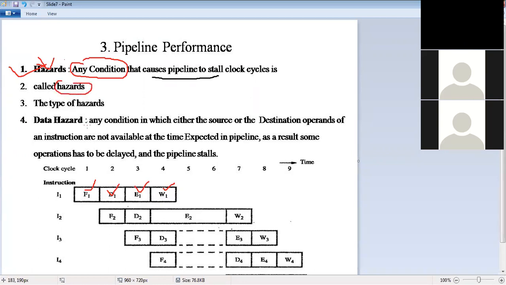So there are basically three types of hazards. First, there are instruction hazards, then there are data hazards, and there are structural hazards.